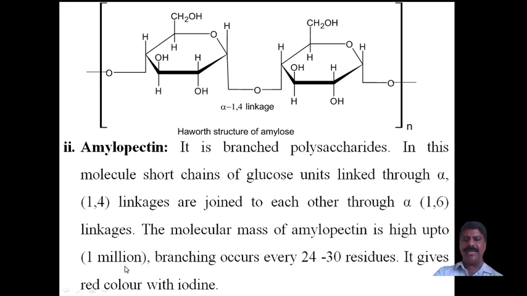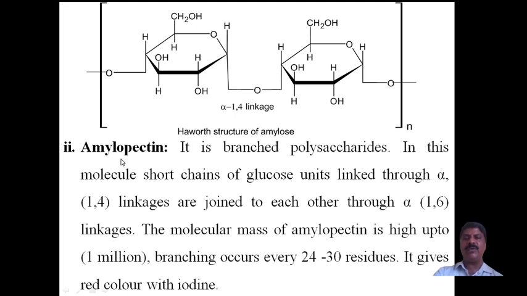Amylopectin has a high molecular mass up to 1 million. The branching occurs every 24 to 30 residues. When 24 to 30 molecules join linearly, then one branch takes place. Again the branch goes on developing by condensing 24 to 30 molecules, and again it breaks into a branch. Therefore, when iodine is added to amylopectin, it gives a red color.